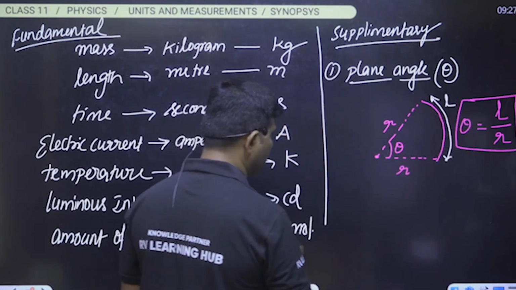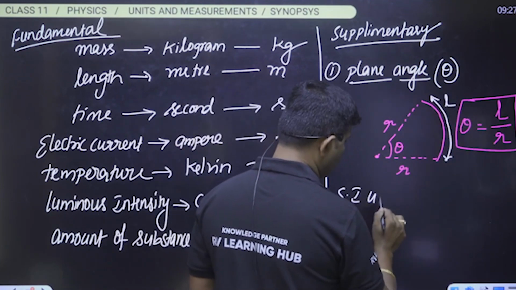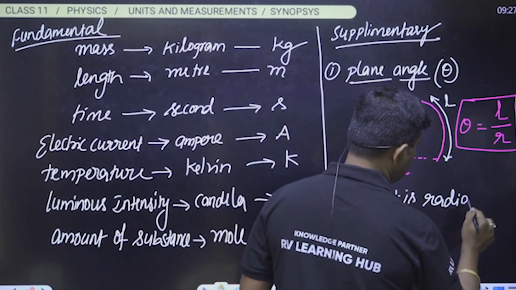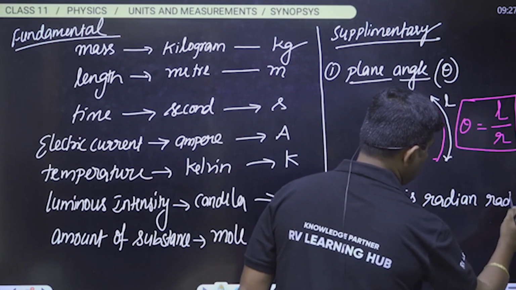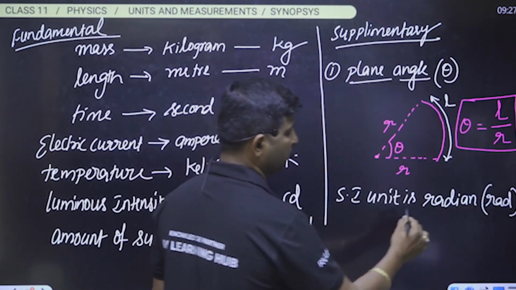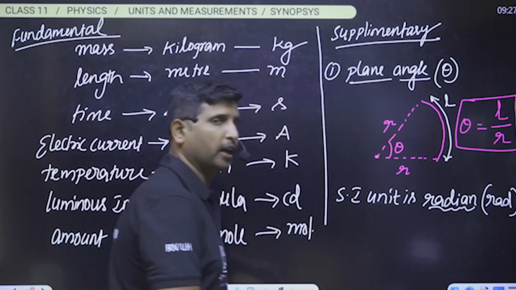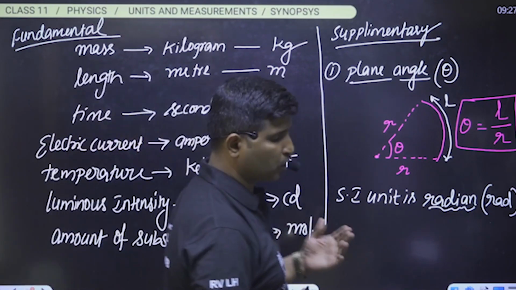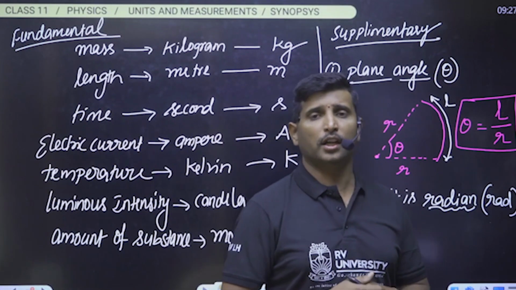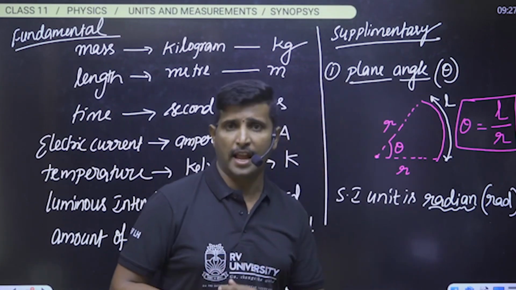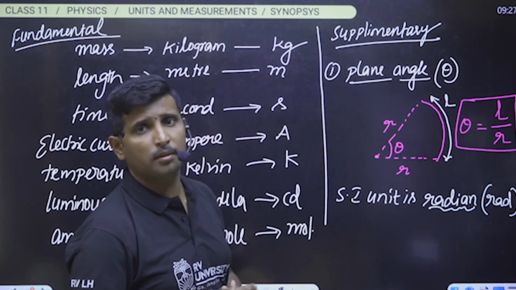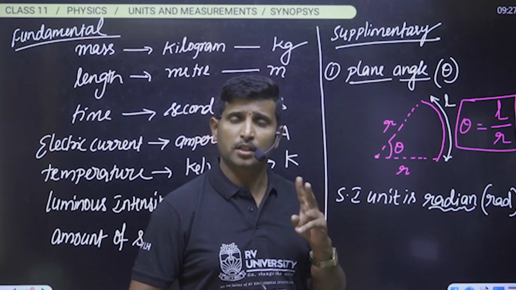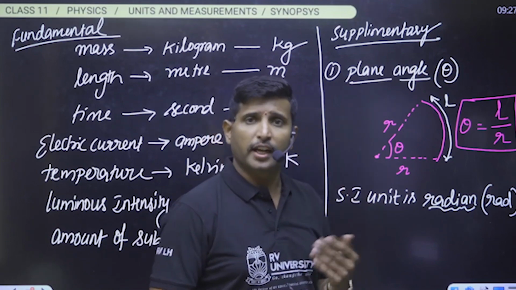What is the SI unit of this here? SI unit is radian, and symbol we can say RAD. This is SI unit of plane angle. So similarly, we can also measure the other supplementary quantity, that is called as a solid angle. And please remember that plane angle is a two-dimensional quantity, and the solid angle is called as a three-dimensional quantity.